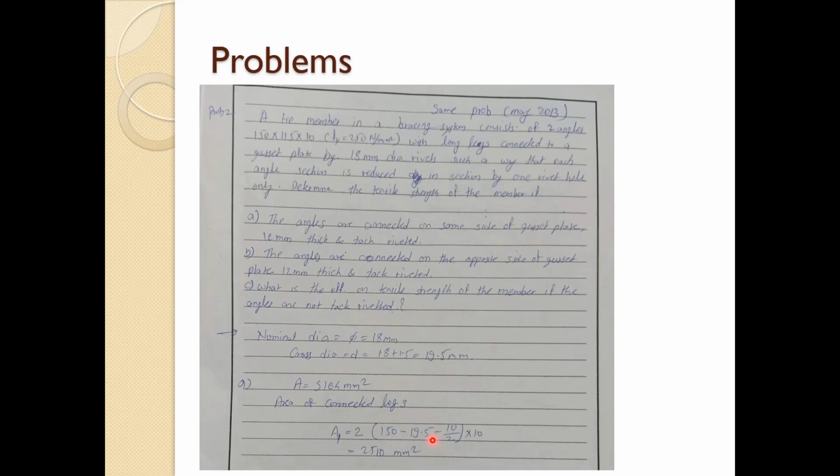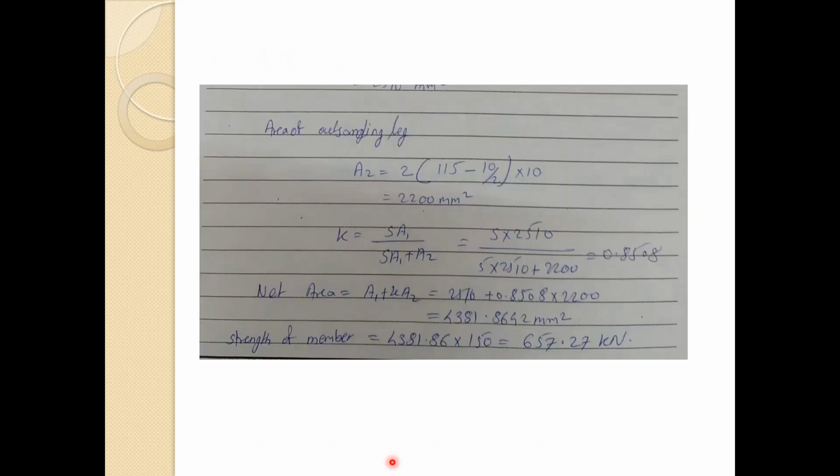Basically the long leg is connected to a gusset plate, so 150 minus 19.5, that is the deduction of the rivet hole, minus 10 by 2, that is the thickness, 10 mm thick, so 10 by 2 into 10. So we get the deduction for the rivet hole as well as the deduction for this particular corner, that is the triangular section, into this thickness. So we get here 2510 mm square, the area of the connected leg.